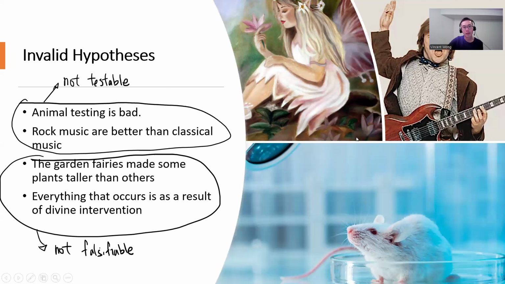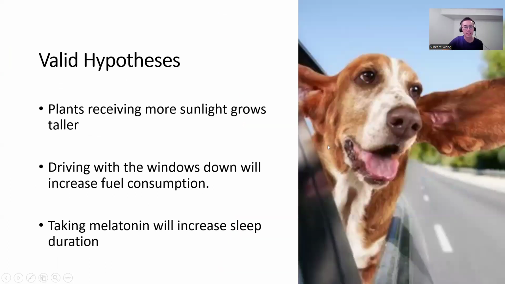All right, let's take a look at some valid hypotheses. Plants receiving more sunlight grow taller. That's something we can test. We can put plants in sunlight and then not as much sunlight and then compare the results afterwards. It's falsifiable because if they end up being the same height, then we know it's not the sunlight that's causing the difference, right? Here's another one.